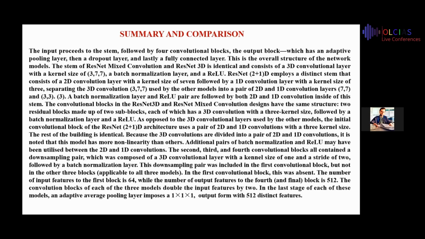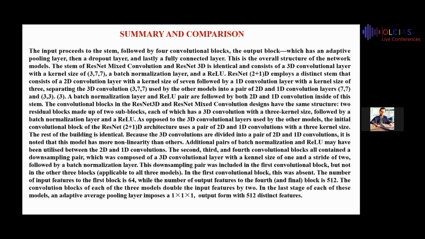So ResNet 2+1D employs a distinct stem that consists of a 2D convolutional layer with a kernel size of 7, followed by a 1D convolutional layer with a kernel size of 3, separating the 3D convolution 3x7x7 used by the other models into a pair of 2D and 1D convolutional layers. A batch normalization layer and a ReLU pair follow both the 2D and 1D convolutions inside of this stem. The convolutional blocks in the ResNet 3D and ResNet Mixed Convolution designs have the same structure.